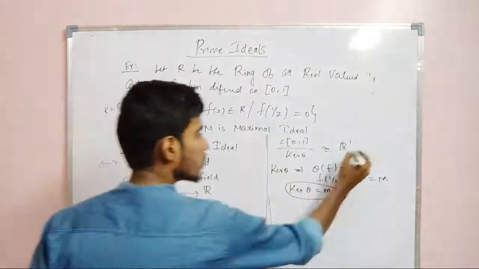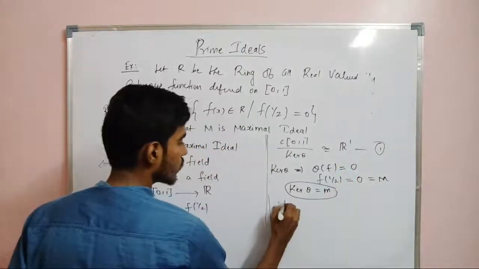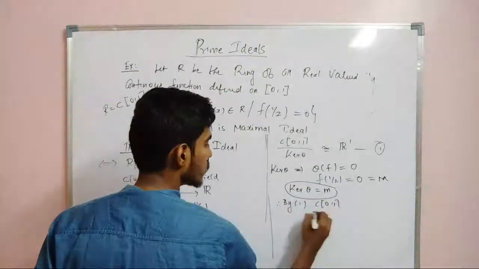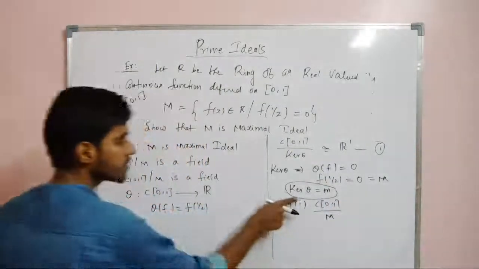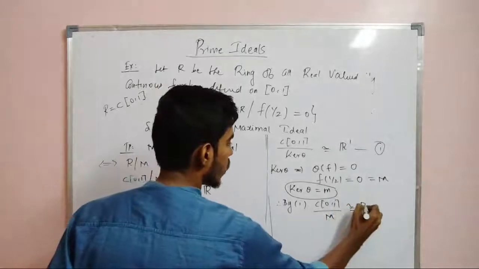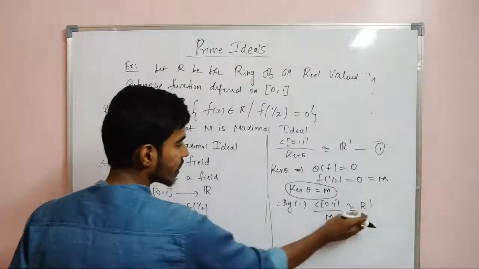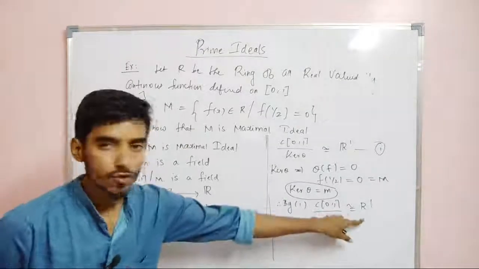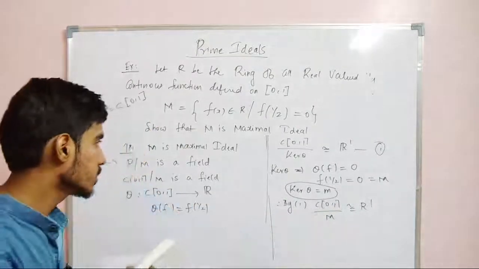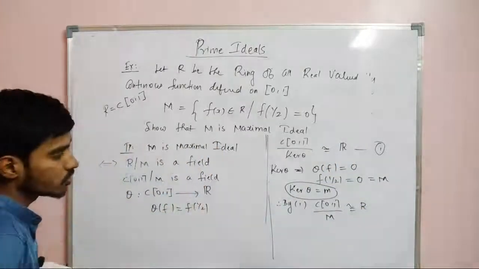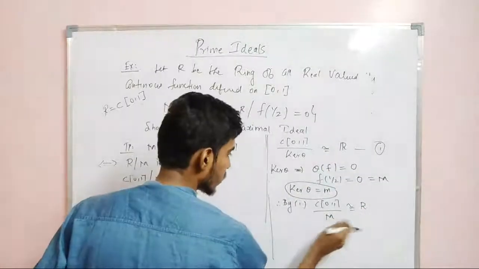So therefore C of the closed interval 0 comma 1 by M, where M is the kernel, is isomorphic to R. So these two are isomorphic. Isomorphic means if this is a field, this is also a field. Sorry, this is not R dash, this is R, right? It is the real numbers. So these two are isomorphic.